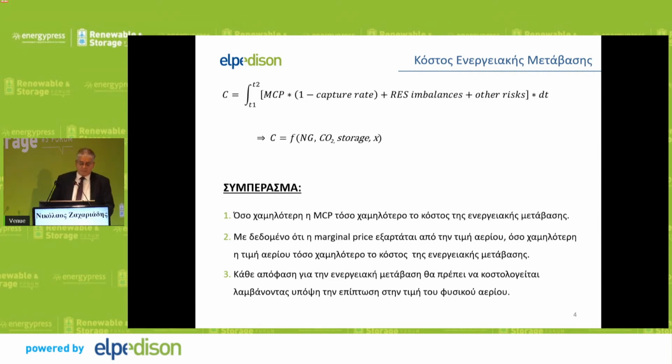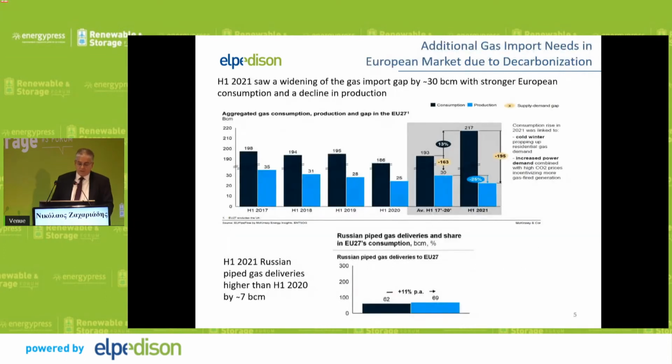So what is the conclusion? The lower the system price, the lower the energy transition price. And given that marginal price depends on the price of the gas, the lower the gas price, the lower the cost of the energy transition. Therefore, any decision regarding energy transition should be costed based on the price of the natural gas. Did this happen today? The answer is no.